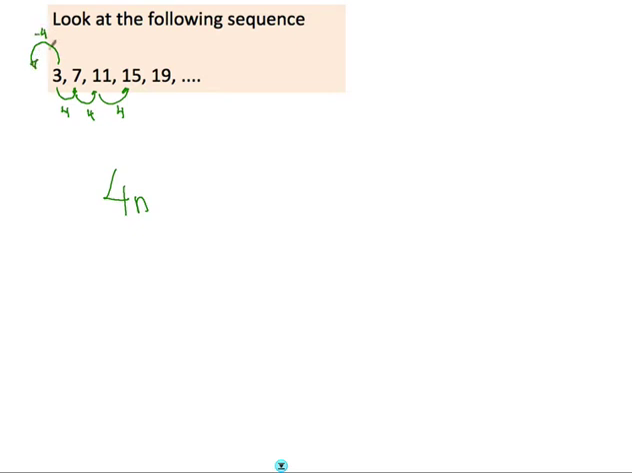Now to work out the 0th term, you have to go backwards. So you take away 4. And 3 take away 4 is minus 1. So it's just going to be 4n minus 1. And we're done. So the general formula is 4n minus 1.